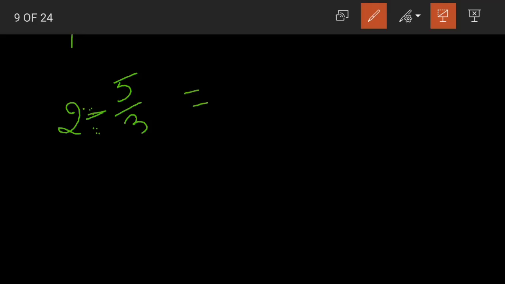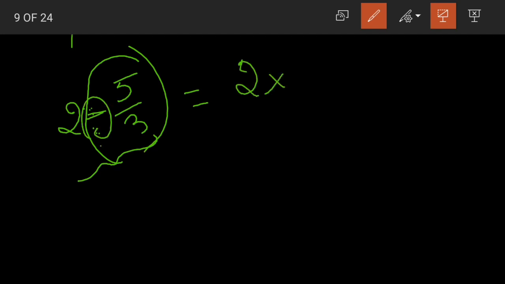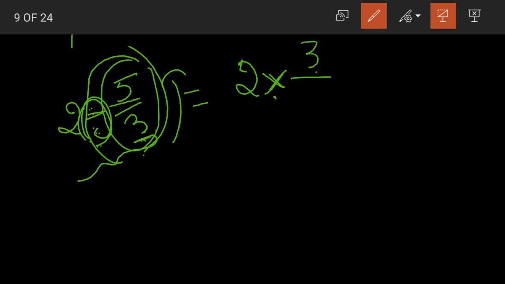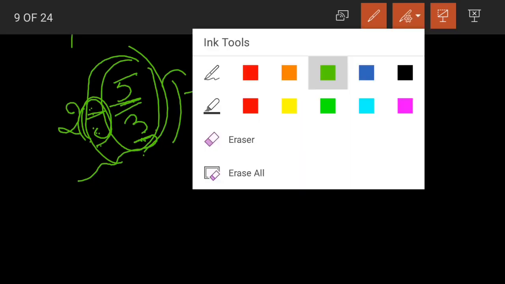Now when we have to divide by a fraction, what we do is we simply replace the division symbol with a multiplication symbol, and we write the reciprocal of this fraction. What does the reciprocal mean? Here the denominator is 3, right? So 3 becomes the numerator, and the numerator 5 becomes the denominator. Understood?